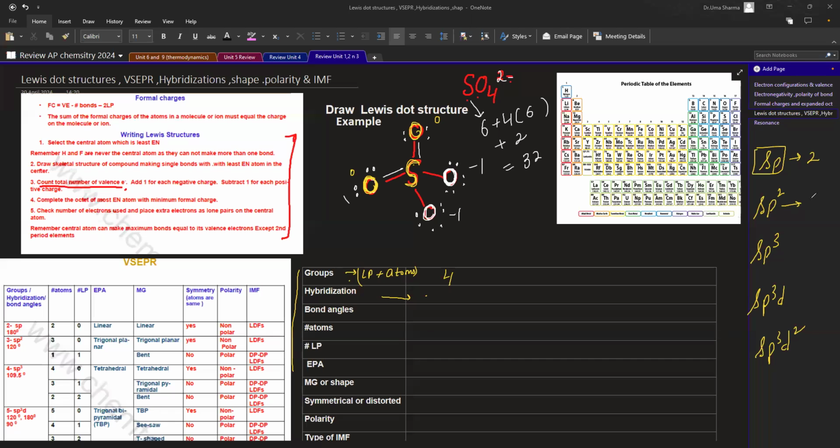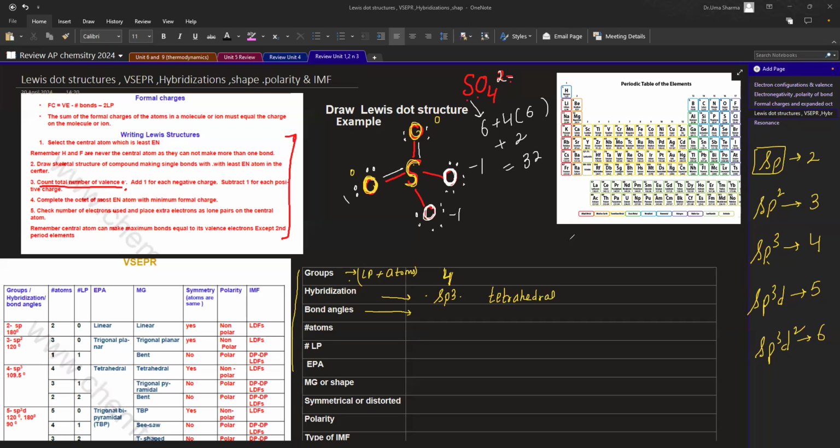sp when you're mixing 2 orbitals, sp2 when you're mixing 3, sp3, 4, sp3d, 5, sp3d2, 6. It depends on the requirement. How many are needed here? 4 orbitals. So I'll mix 4 orbitals, which means sp3. So hybridization is sp3. And from sp3, we are going to say the shape is tetrahedral.